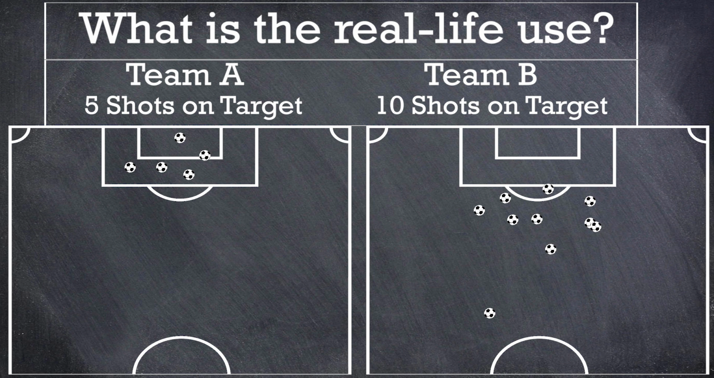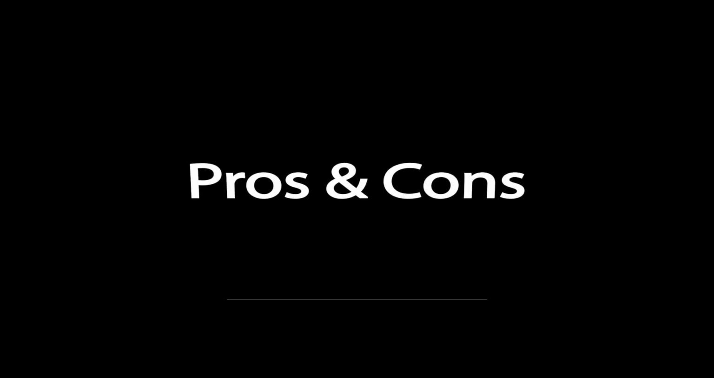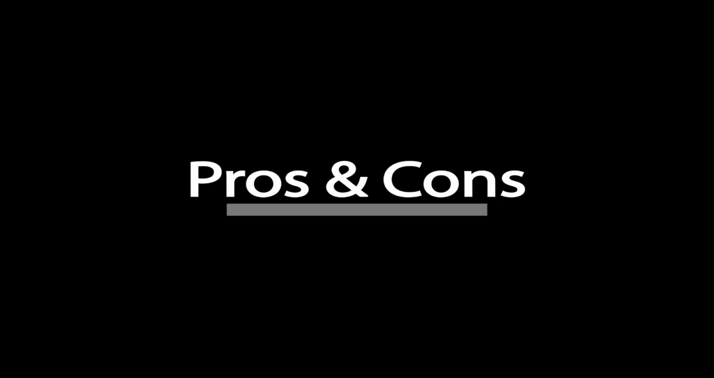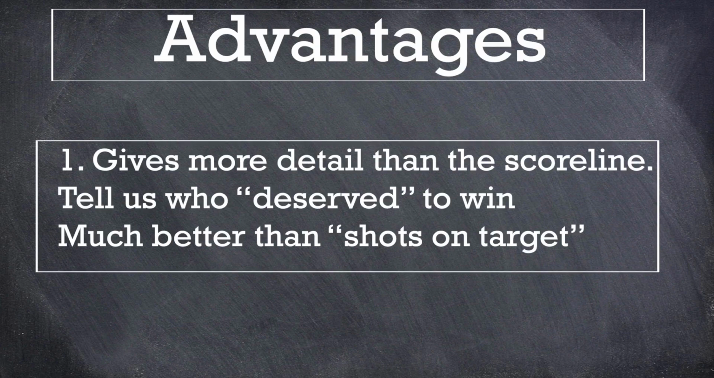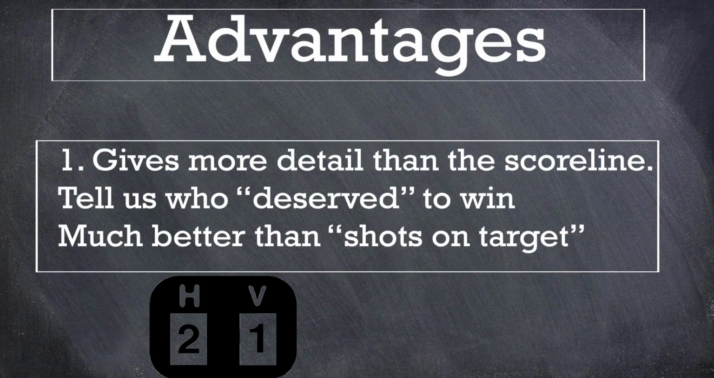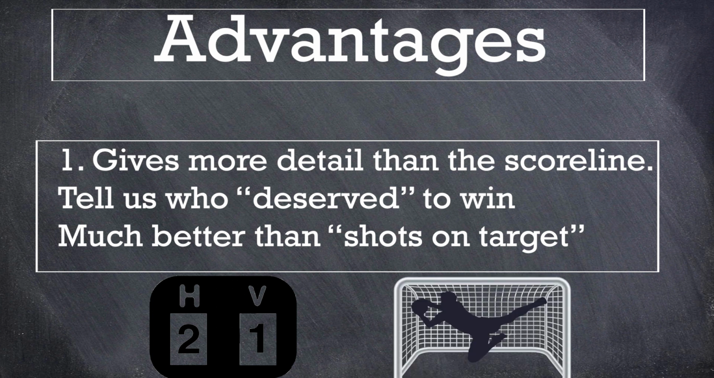From this, you can see that Team A actually made the better chances and may have deserved a win. Now let's look at the pros and cons of this measure before diving deeper into the practical use. The major advantage is it tells us more than the scoreline by showing us who deserved to win based on the quality of the chances, and is more detailed than elements such as regular shots on target.